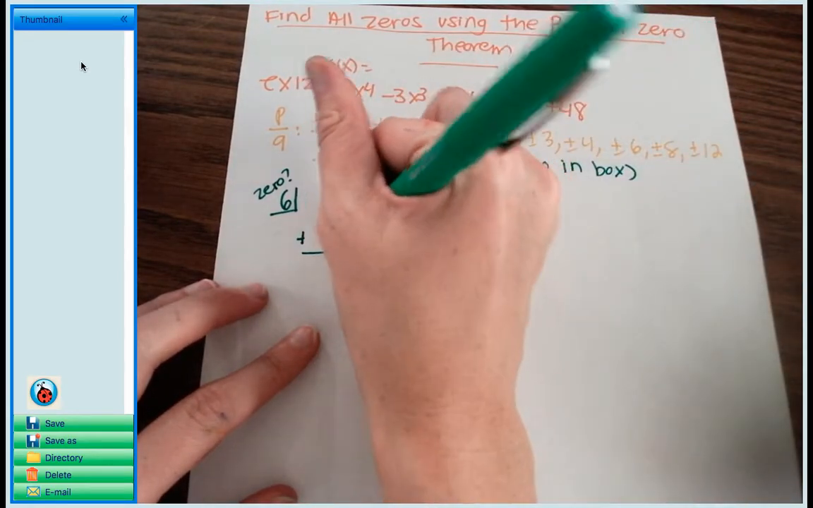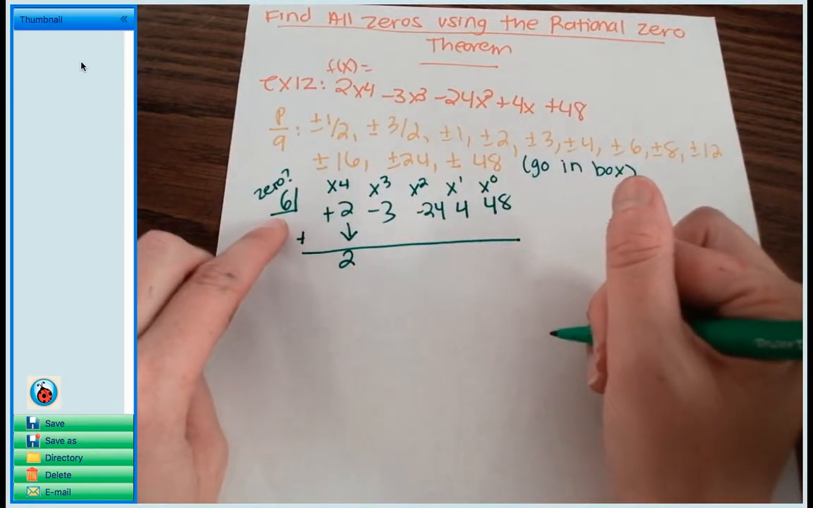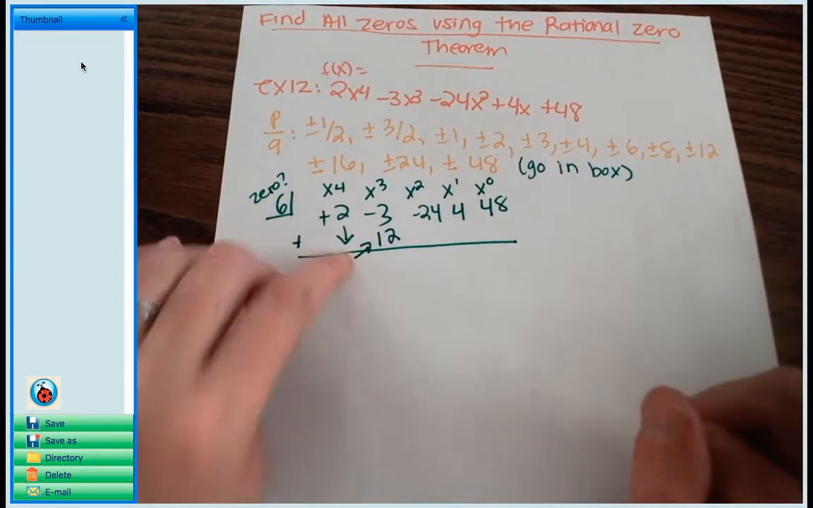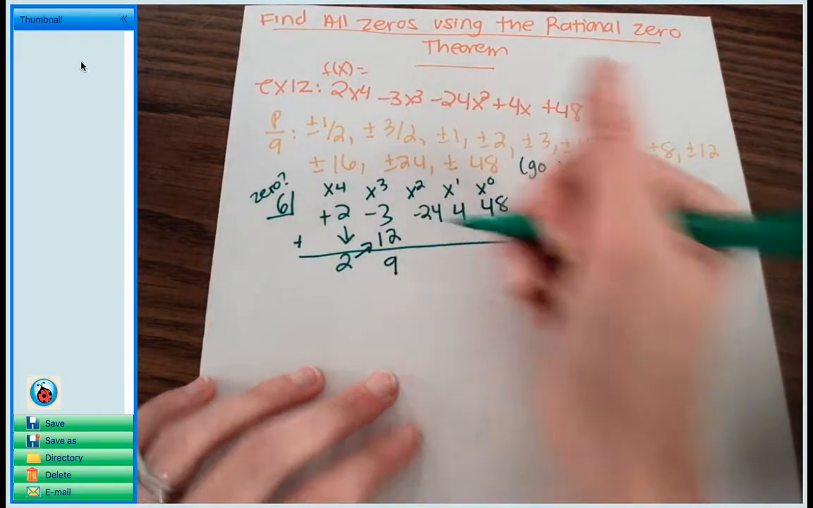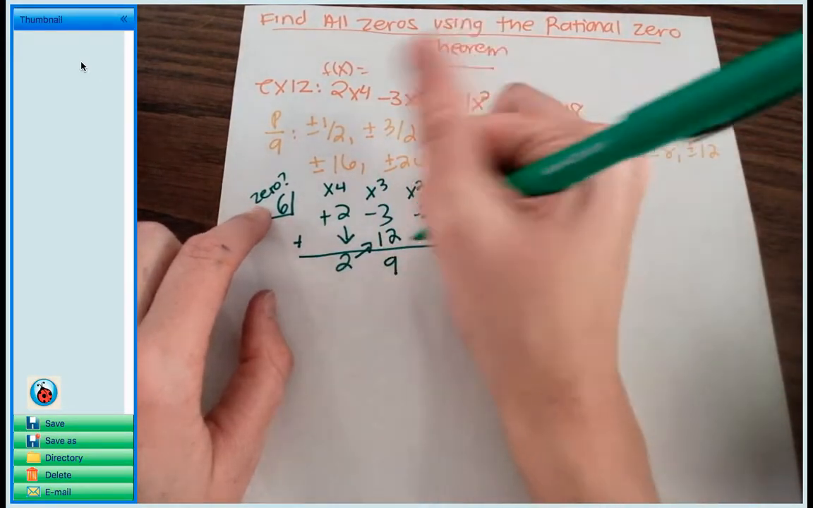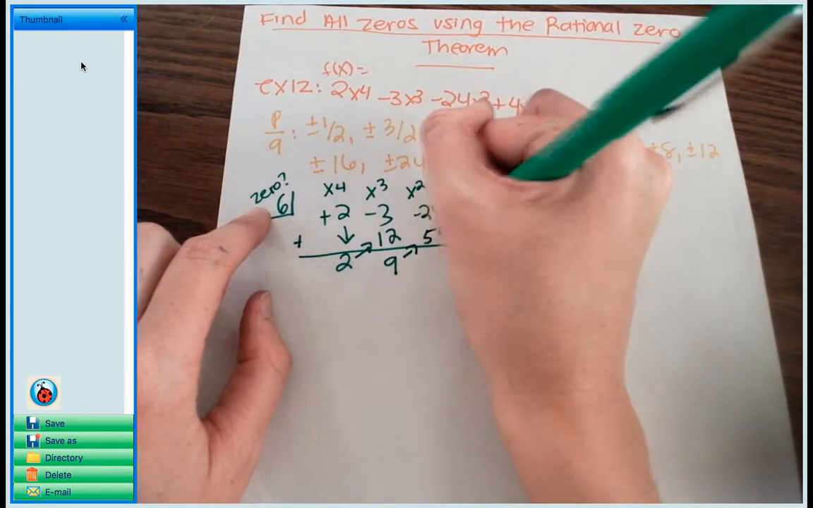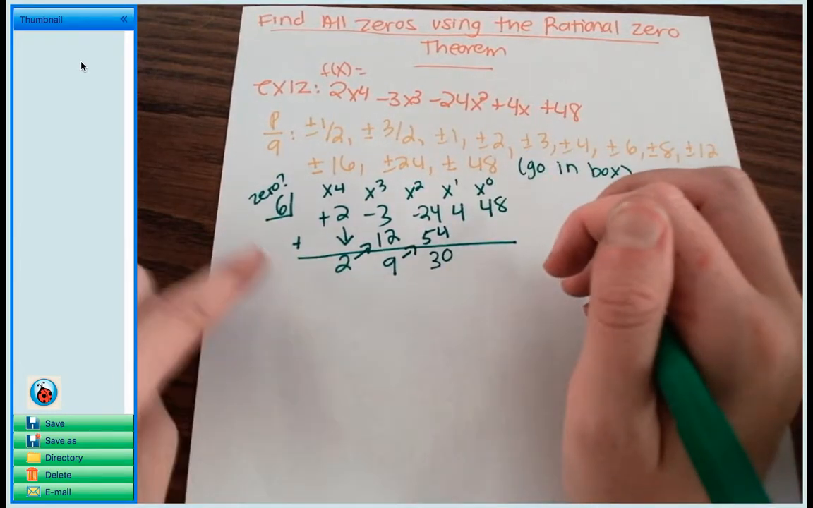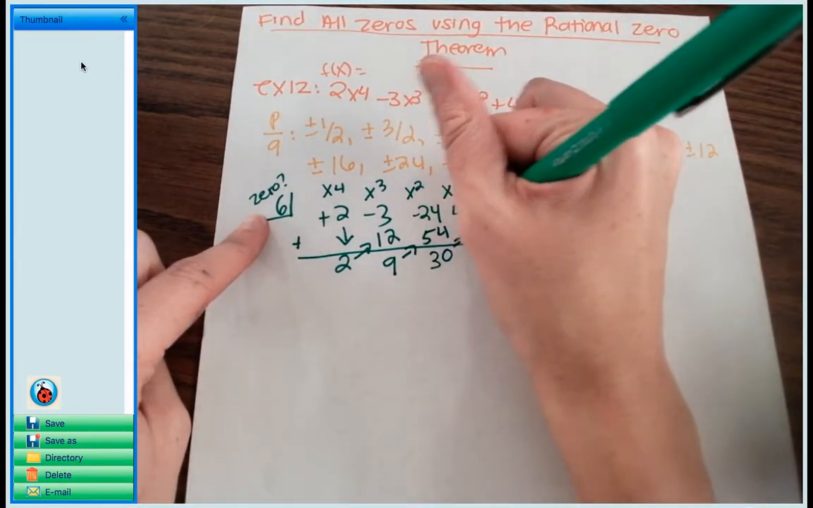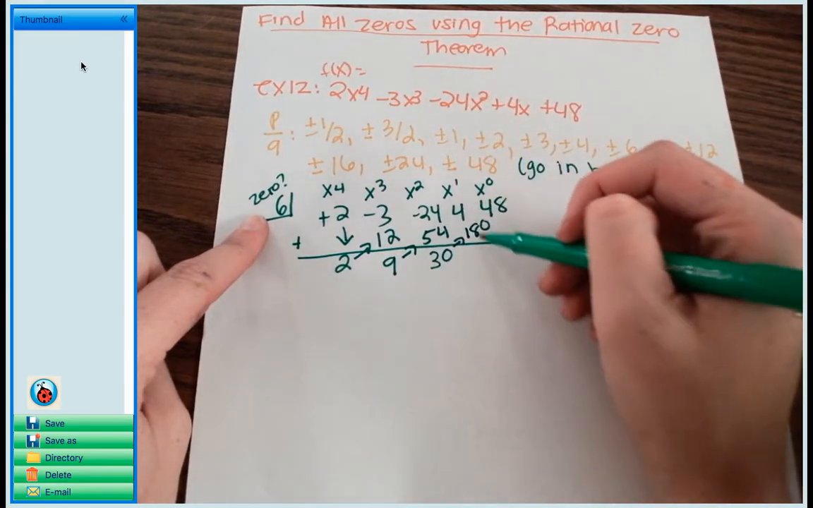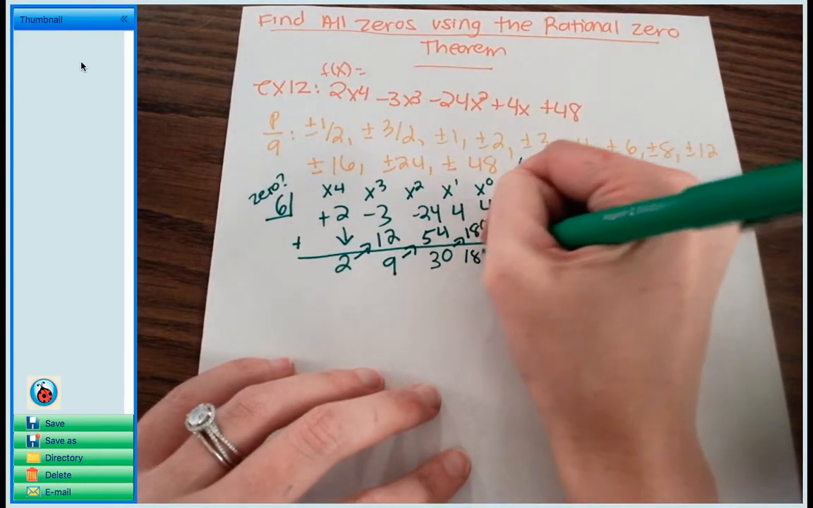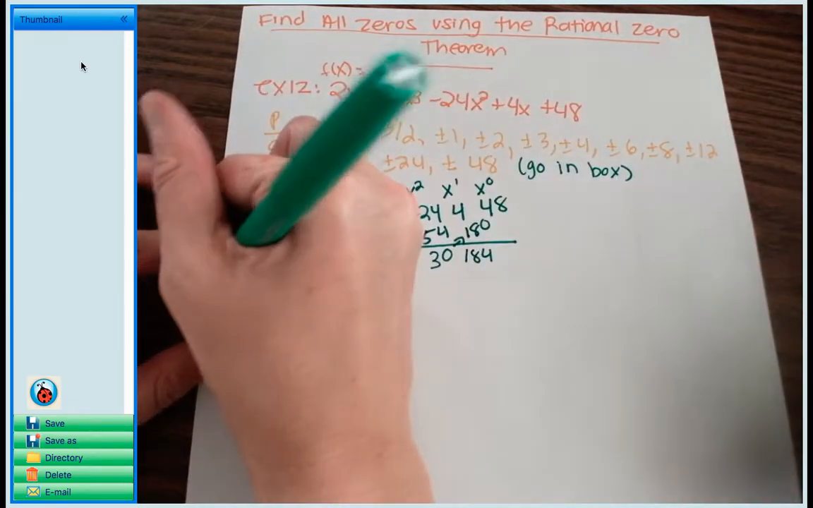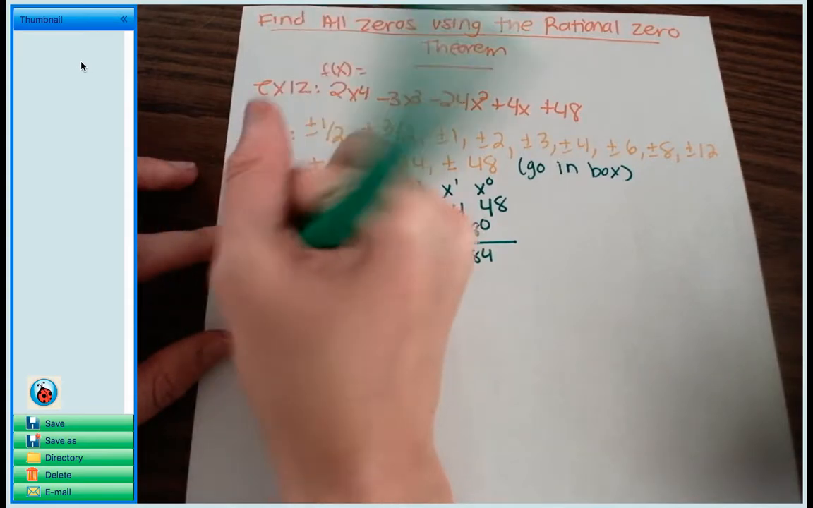Alright, so I'm going to bring down my first number. I'm going to multiply this to my boxy. 2 times 6 is 12. Slide it on over. Negative 3 plus 12 is 9. Alright, multiply 9 to the 6. So 9 times 6 is 54. Slide it on over. Negative 24 plus 54 is 30. 30 times 6 multiplied to the boxy. I get 180. 180 plus 4 is 184. And lastly, 184 times 6. Let me do this off to the side. Let's see.